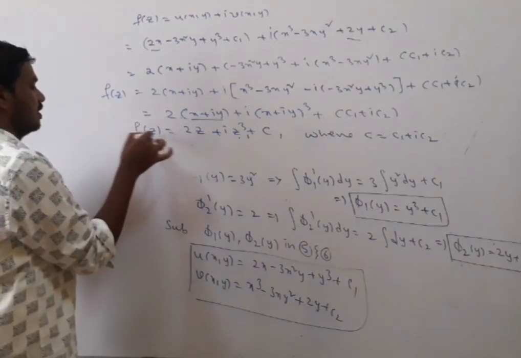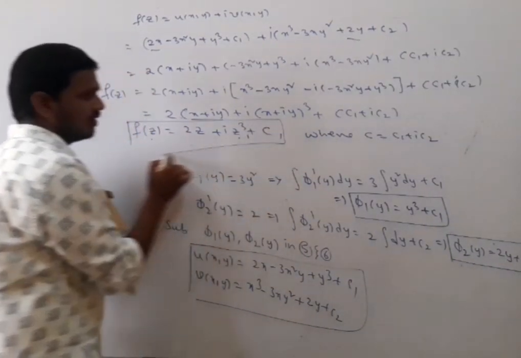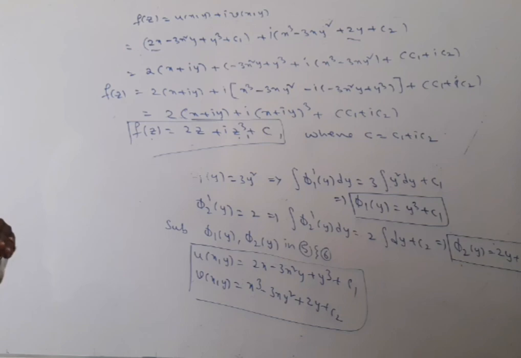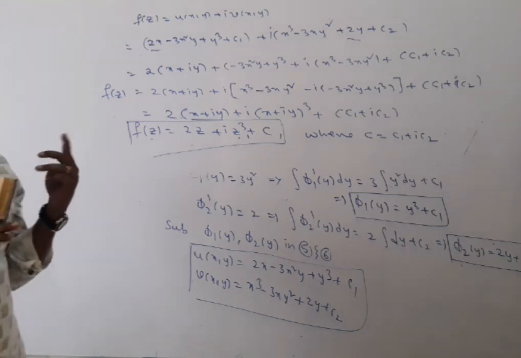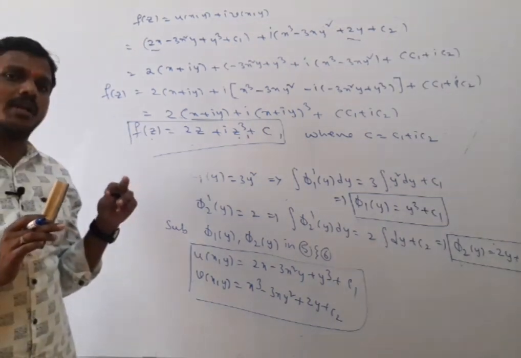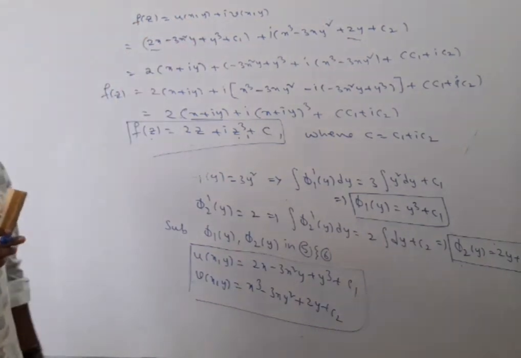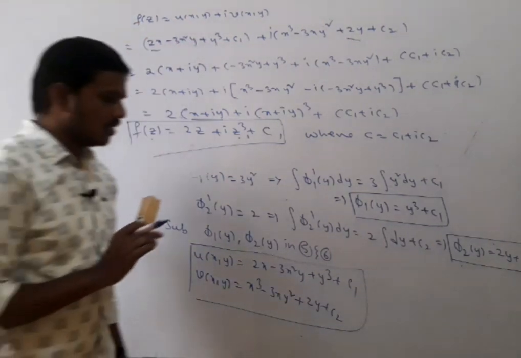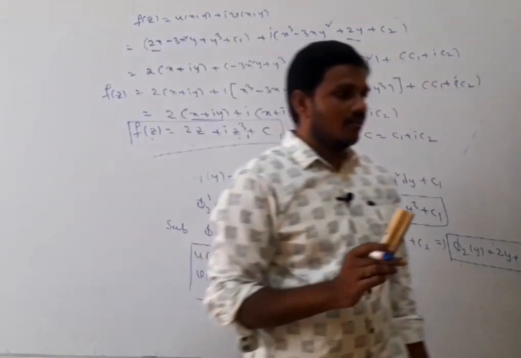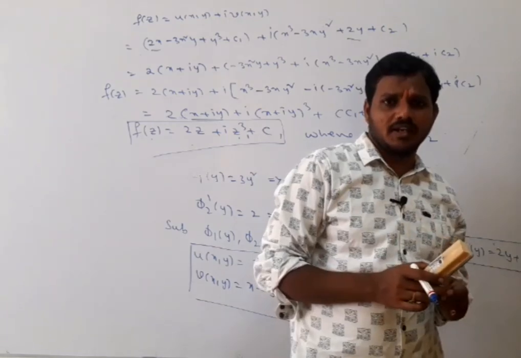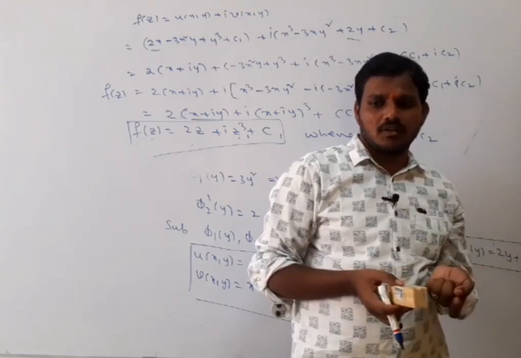This is the procedure. Whether u plus v or u minus v is given, whatever the relation in terms of u and v is given, by using that we evaluate the real part and imaginary part separately. Then you can write f of z as u of x comma y plus i v of x comma y. This is about finding the analytic function when the relation between u and v is given. Sometimes u plus v is given, sometimes u minus v is given. Okay, thank you.